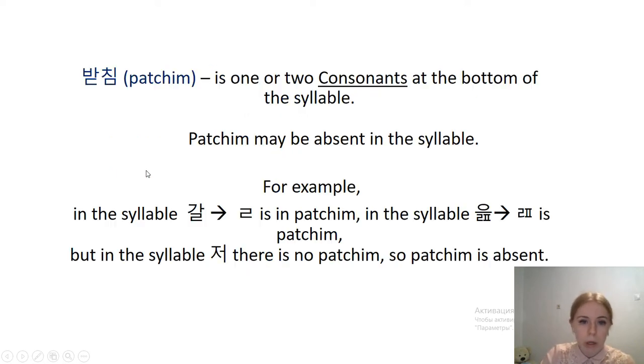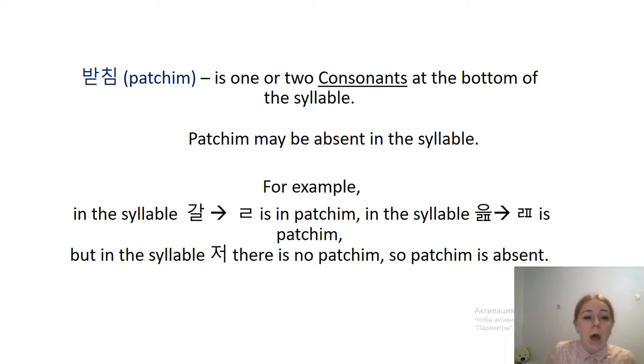Okay, let's move on. Well, what is pachim? We have already talked about that. So pachim, it's one or two consonants in the bottom of the syllable. For example, tu. In the word pachim, we have two pachims. Pat, it's tu in pachim and mu in pachim. Tu, mu. There are two syllables and two pachims. But we have one or two consonants, or pachim may be absent in the syllable, so it's zero pachim, or we just can say that there is no pachim.